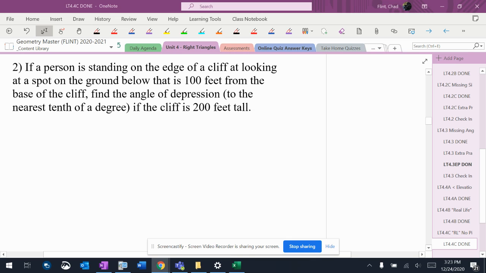This might be the most complex one of these problems in terms of drawing the picture because it's kind of flipped from what we're usually looking at. So it says the person standing on the edge of a cliff. So now the person is standing up in the air. So I'm going to draw the cliff. There's the cliff. The person's standing right here. So I'm going to write person.